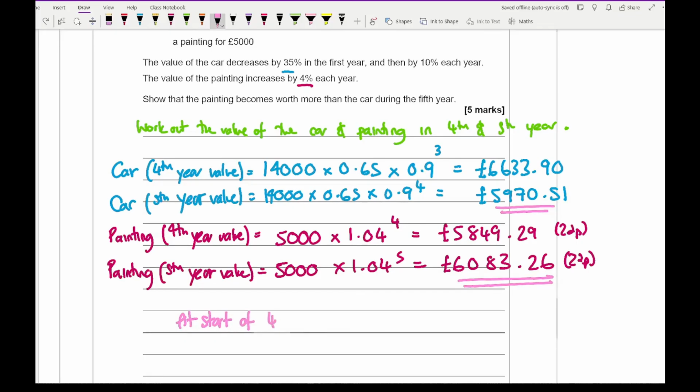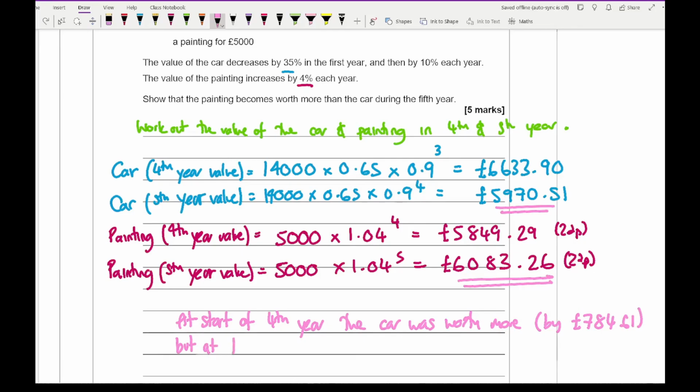of the 4th year, the car was worth more, and you might want to work out the difference between the two. So 6633.9 take away 5849.29, and that comes up to, we could say, £784.61.